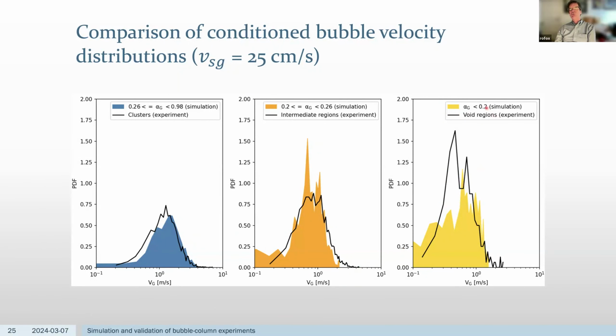And then finally, in the void region, so regions where there are very few bubbles, so relatively low void fractions, you can see there's a comparison between the experiments with the black curve and the yellow for the simulation data. So again, the trends are quite well predicted by the model.